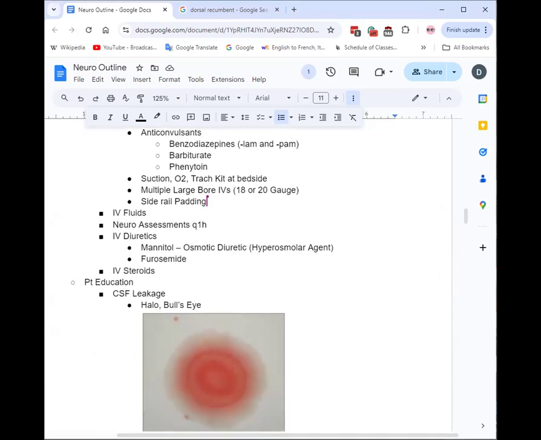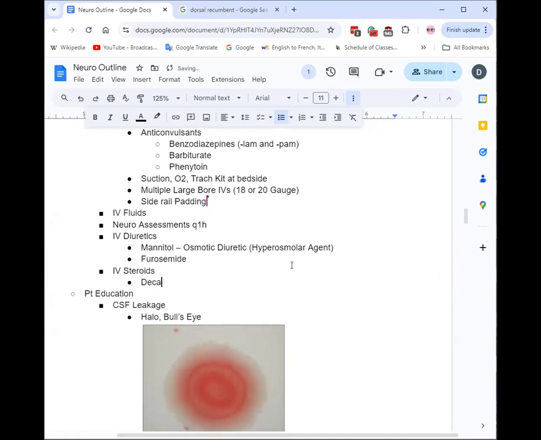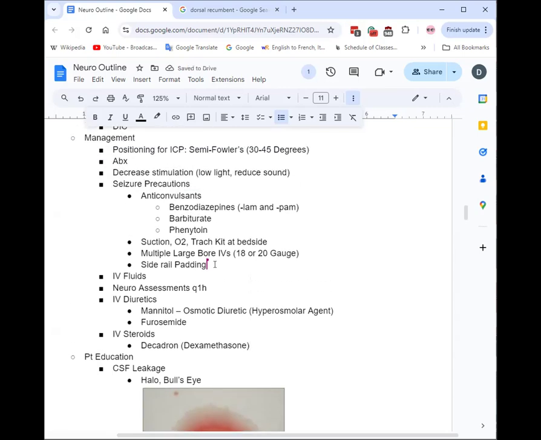Okay, we talked about neuro assessments. We talked about steroids. The specific one they mentioned is Decadron, so that's dexamethasone. But remember, all your "-ones," those are your steroids. Okie dokie. And what are some things you want to really look into for someone that's on steroids? Yeah, so does it cause hypo or hyperglycemia?